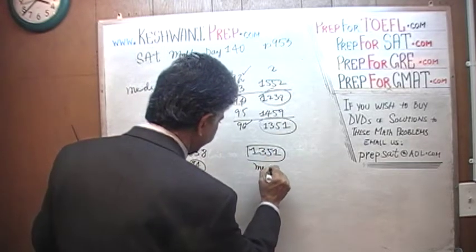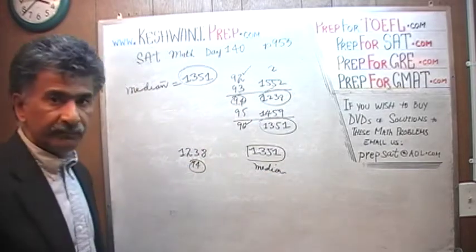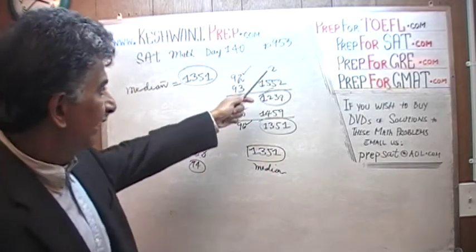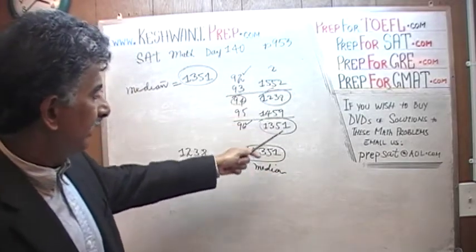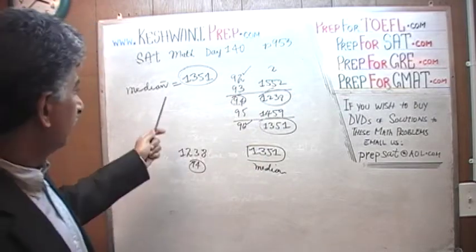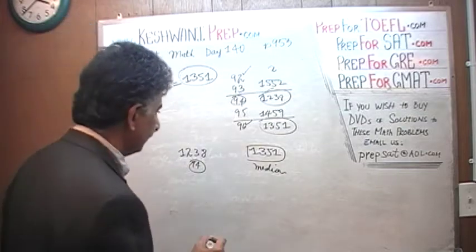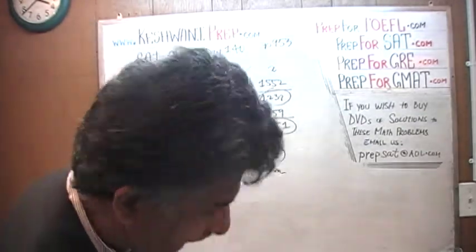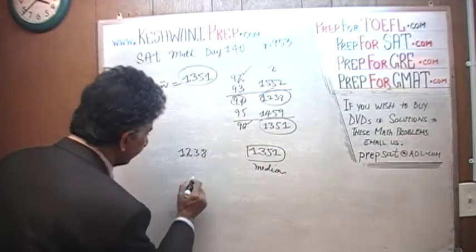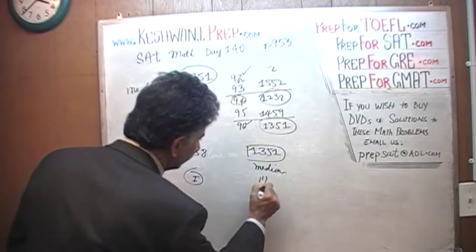1351 is the median. If 1351 is the median, and since there are 5 years, 1, 2, 3, 4, 5, that one would have to be in the middle because we are told that it's the median. So that's in the third position. This is the smallest one. This is the third position.